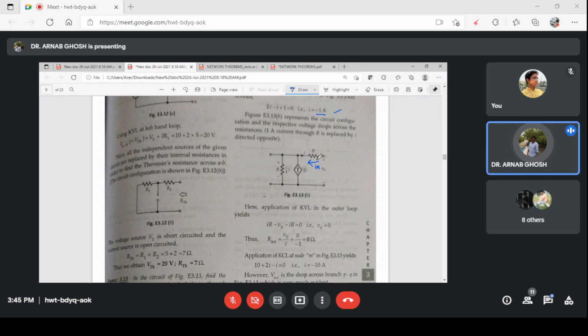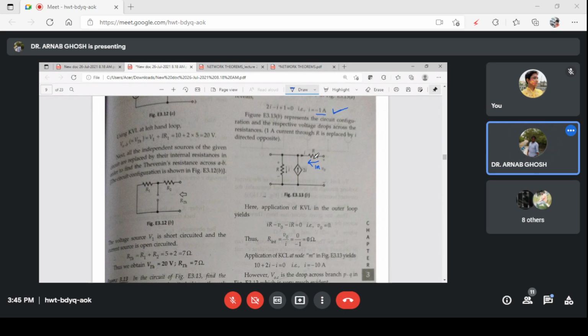I am repeating once again. When it's a circuit with only the dependent source, there is a 1 ampere source. So the current was flowing 1 ampere in this direction. We calculated and found I equal to minus 1 ampere. And I and 1 ampere will be in opposite directions. So therefore, I will be flowing through it in this direction.